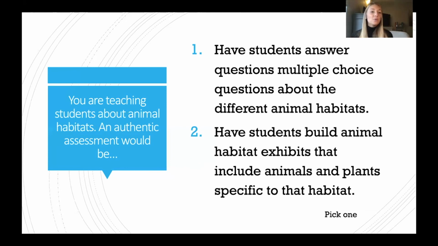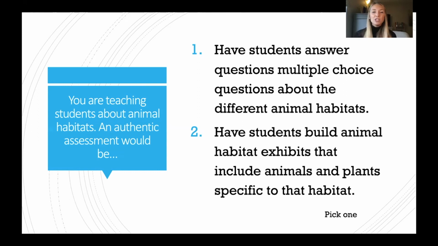The next one says you are teaching students about animal habitats. An authentic assessment would be, one, have students answer multiple choice questions about different animal habitats, or have students build animal habitat exhibits that include animals and plants specific to that habitat. I'll give you a few seconds to decide.